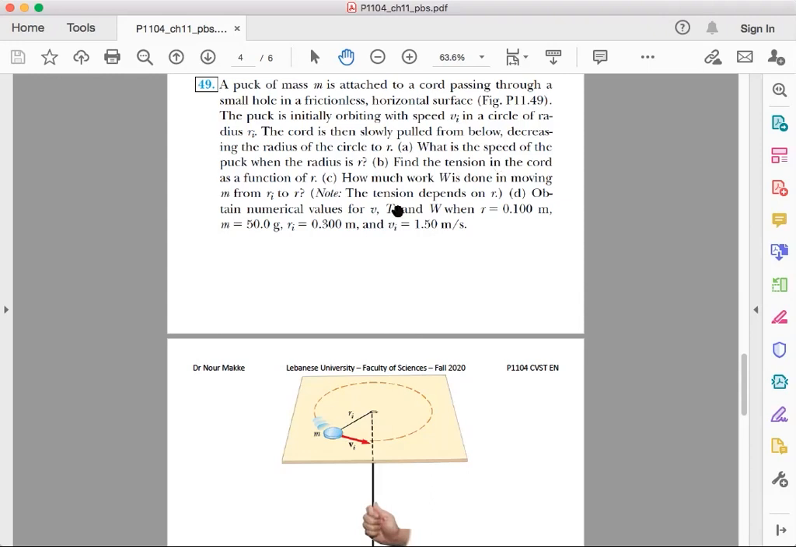Find the speed v when it is rotating on a circle of radius r. Find the tension in the cord as a function of r. How much work W is done in moving m from ri to r? Note the tension depends on r. In part D, you have to apply, just to make numerical application, for different values of v, T, and W. So when r is equal to 0.1 meter, mass equal 50 grams, ri 0.3 meter, and vi equals 1.5 meters per second. And so here's the figure.